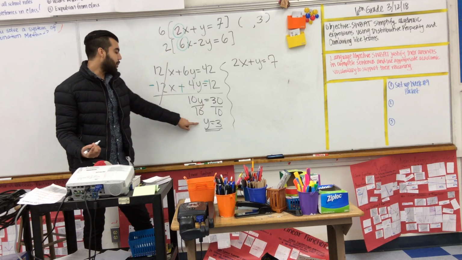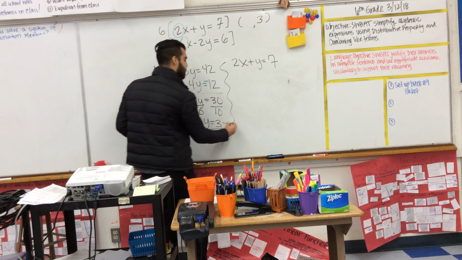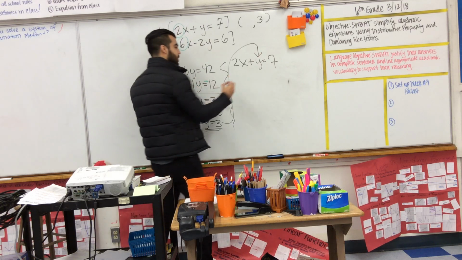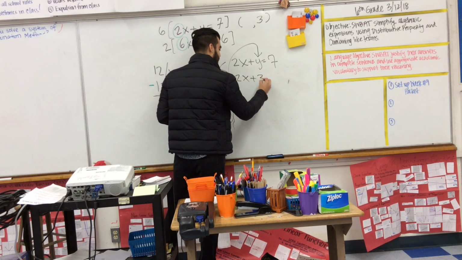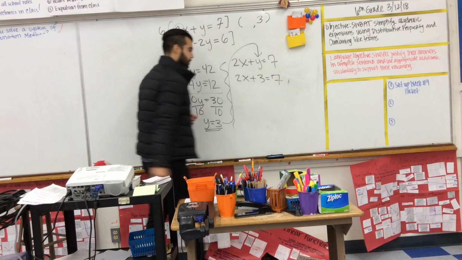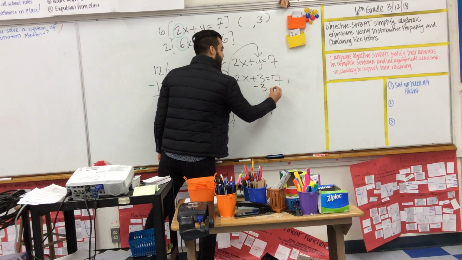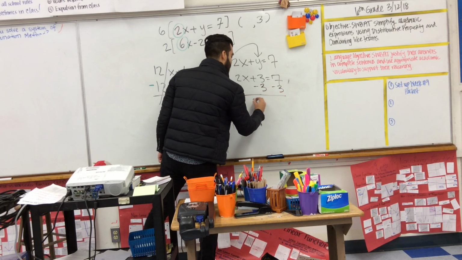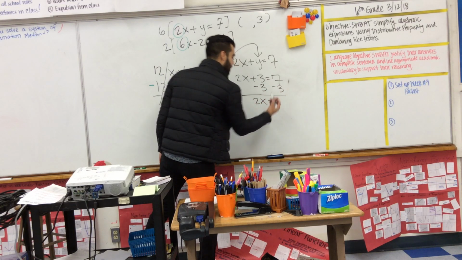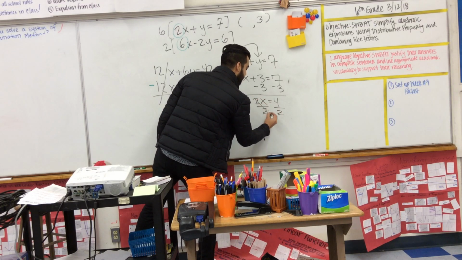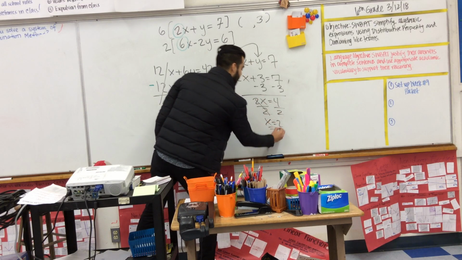Now I already know that my y value is 3, so all you're going to do is substitute that value for y. So now that gives me 2x plus 3 equals 7. Solve the two-step equation. Subtract 3, subtract 3. You get 2x equals 4. Divide both sides by 2. You guys should be experts at this already. X equals 2. And that's it.